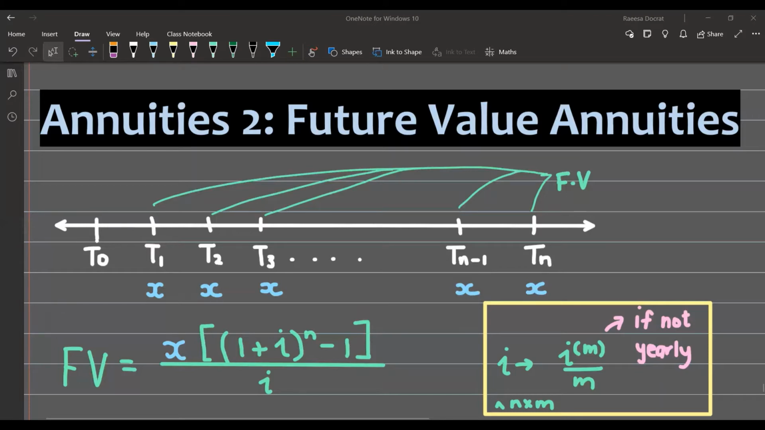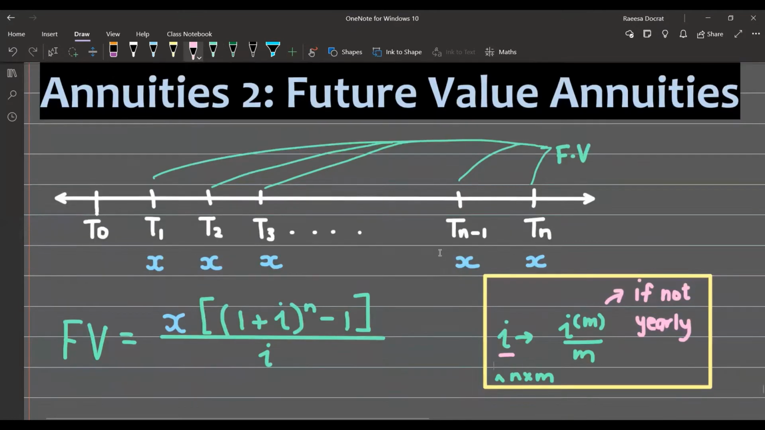So this is the formula for the future value. The future value is X, which is your regular payment, times 1 plus i, which is your interest rate, to the power of n, minus 1, over i. Please note that this formula is the one that you would usually find on a formula sheet. This formula is only applicable if you're making yearly payments. If you're making payments more regularly than every year, then you want to replace the i in the formula by i_m over m, and also the exponent you want to have n times m if it's not yearly. Please take note of that.